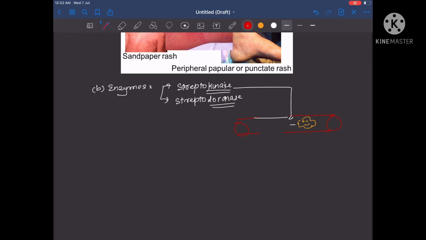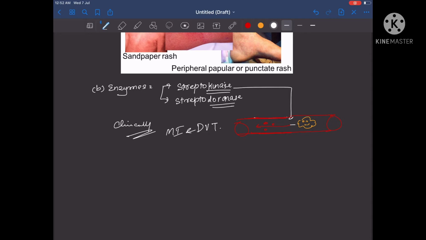So this is a very important enzyme, and clinically we use it. Clinically we use it for myocardial infarction and deep vein thrombosis. You might have heard about the enzyme streptokinase in MI. So, MI and deep vein thrombosis.